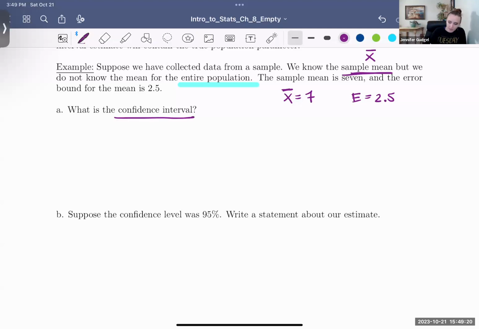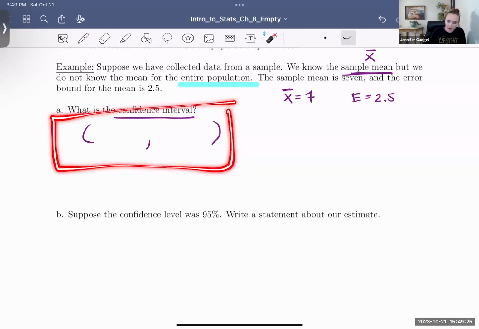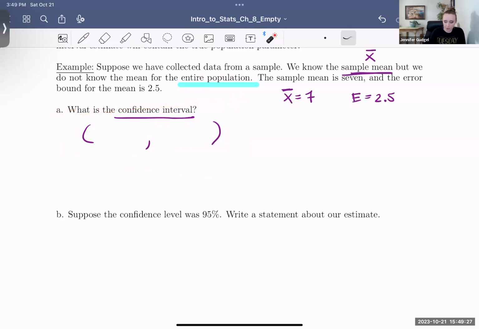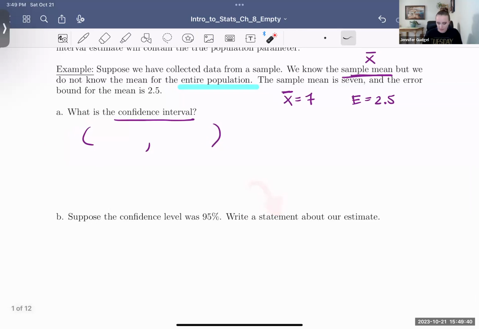The confidence interval is going to be in that interval notation. Again, it's important that you practice this interval notation. Make sure you are writing that set of parentheses, writing that comma. That is something that I will ask or assess you on. If I ask you for the confidence interval, you should be writing it this way. And then we'll talk about how to write a statement in our next part.